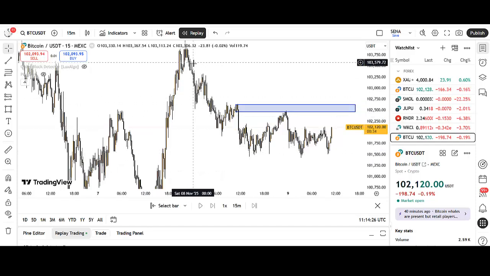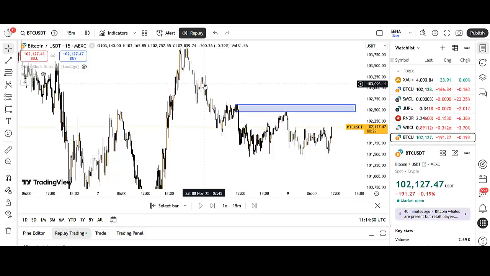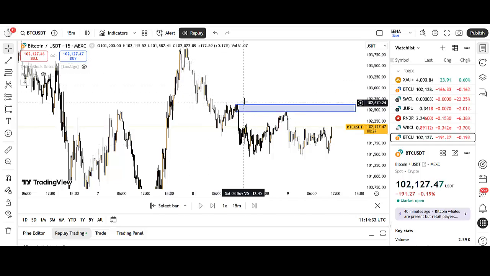So clearly you are seeing that the market is printing lower lows, lower highs, and that's pure market structure. Lower low, lower high, lower low, lower high, lower low, lower high. So clearly the market is in a downtrend. That is all you need.